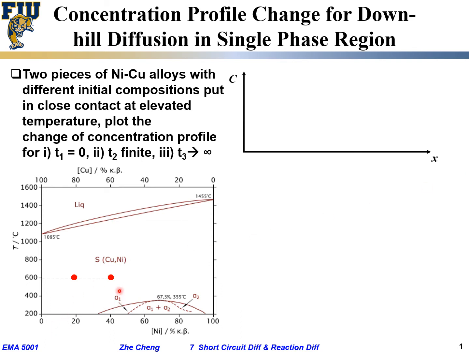20, 40, right? So this is what I'm going to draw. Initially, t1 equals 0, like this, right? To the interface, to the left one, let's say I have 20% of nickel. To the right side, I have 40% of nickel. At the boundary, I have a very sharp change when the time is 0, right when I put it together. Make sense?